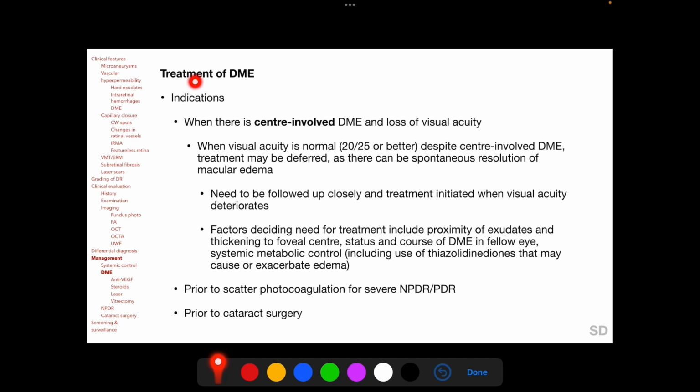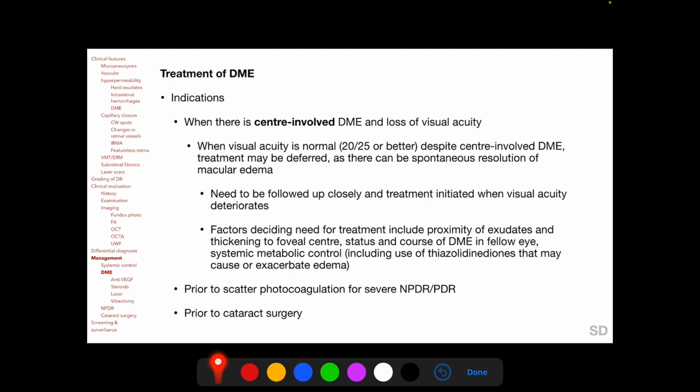Treatment of diabetic macular edema is indicated when there is center-involved diabetic macular edema with loss of visual acuity, but when visual acuity is normal, despite the presence of center-involved DME, treatment may be deferred, as was recommended by Protocol V of DRCR, which we will be discussing in the next session. This is because there can be spontaneous resolution of the macular edema, but these patients need to be followed up closely and treatment initiated whenever visual acuity deteriorates.